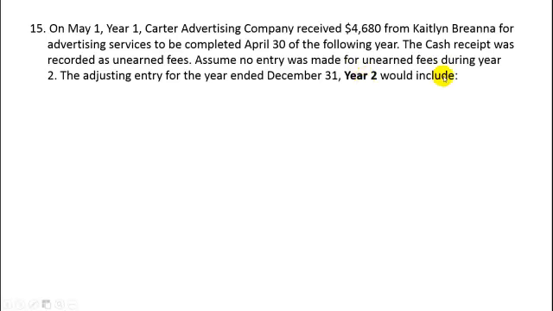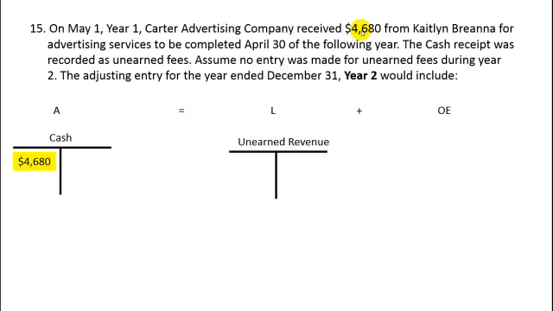This is a pretty complicated problem, or at least the wording makes it such. So let's see what we know so far. Here's our accounting equation. And on May the 1st of year 1, we took in money of $4,680 for advertising services that we haven't done anything to earn as of yet. So here's what that looks like. We debited cash $4,680 and we credited unearned revenue for $4,680. Now that was on May the 1st of year 1.